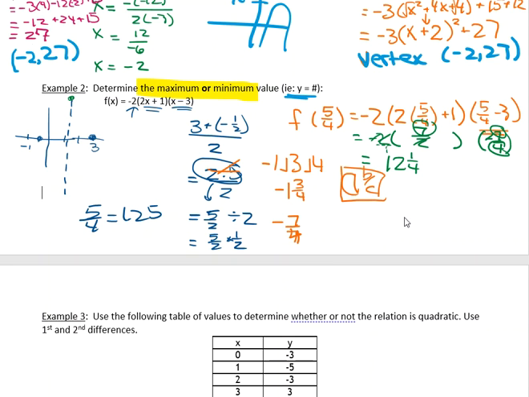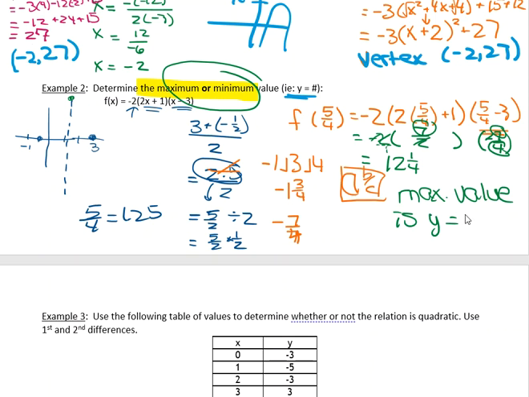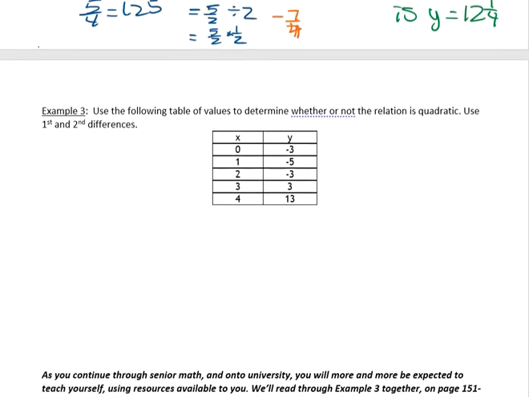Now, is this a maximum or a minimum? Which one is it? It's a maximum because it's the top of the vertex. Max value is y equals 12.25. So let's keep on moving here.